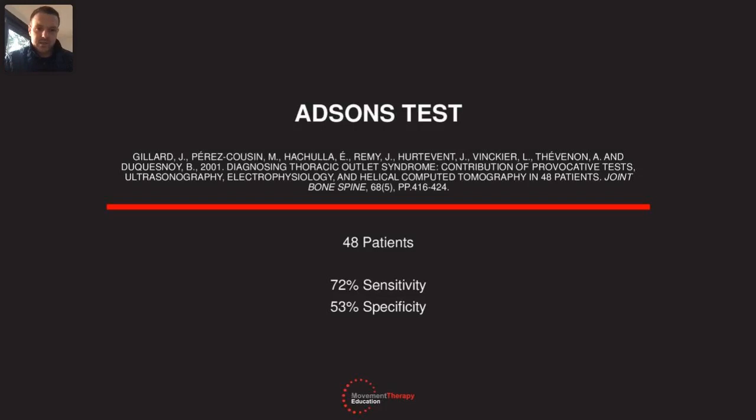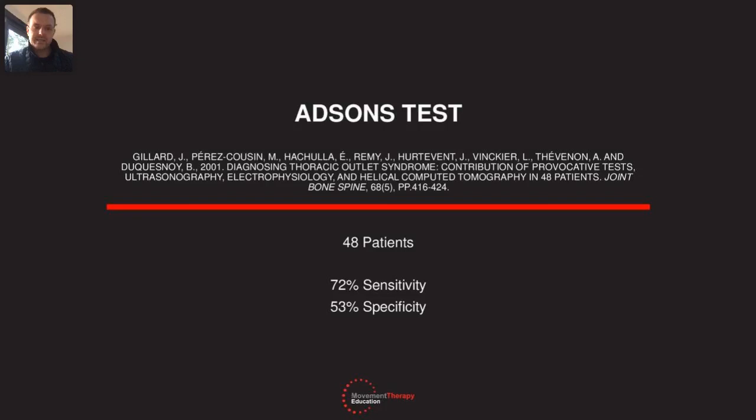So we can do something called Adson's test. This is a study that was done back in the late 90s, 2001. There were 48 patients that they tested, and then they also correlated the results of Adson's test, which we'll show you in a sec, with the gold standard testing for thoracic outlet syndrome, to see whether the people actually had the problem.